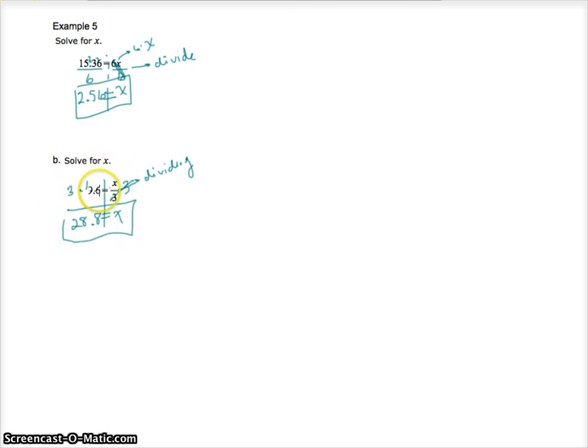So remember, gang, the little bar means that we're going to divide and that we are in the act of dividing. And the opposite of multiply is divide. The opposite of divide is multiply.